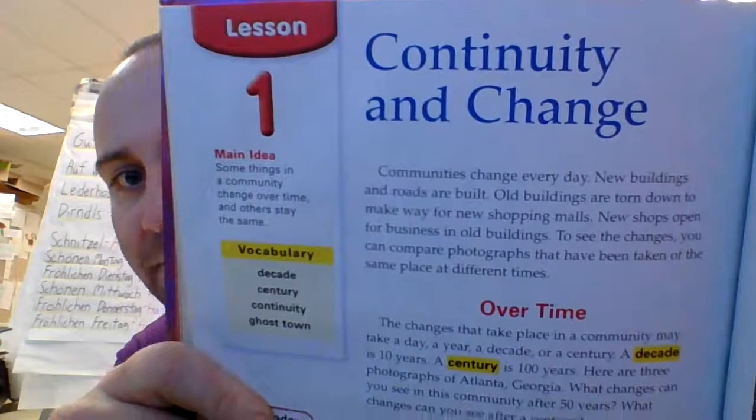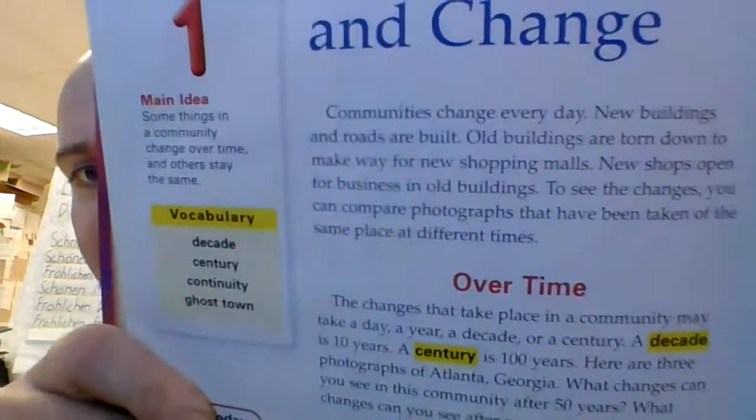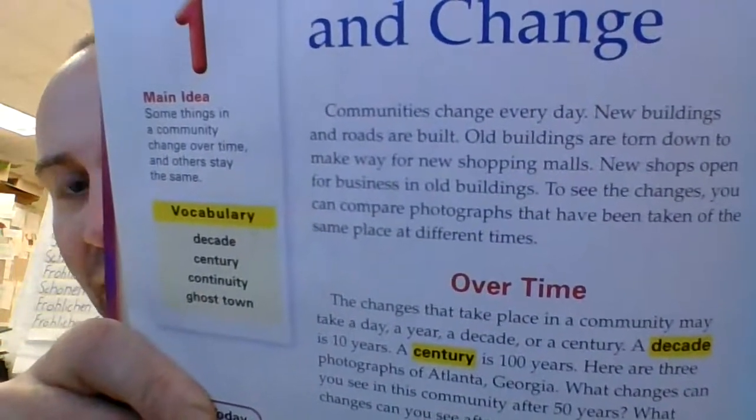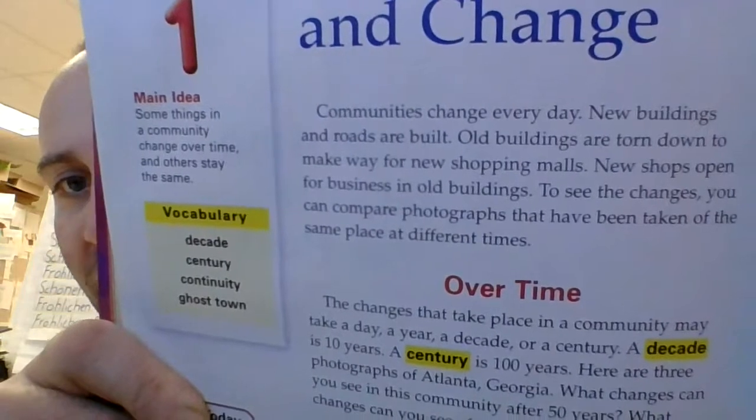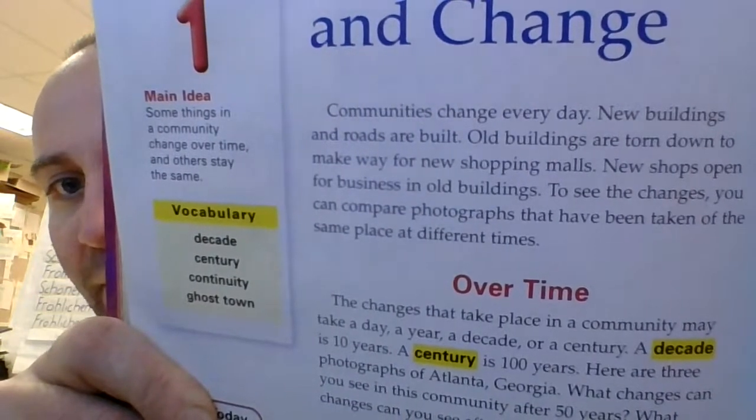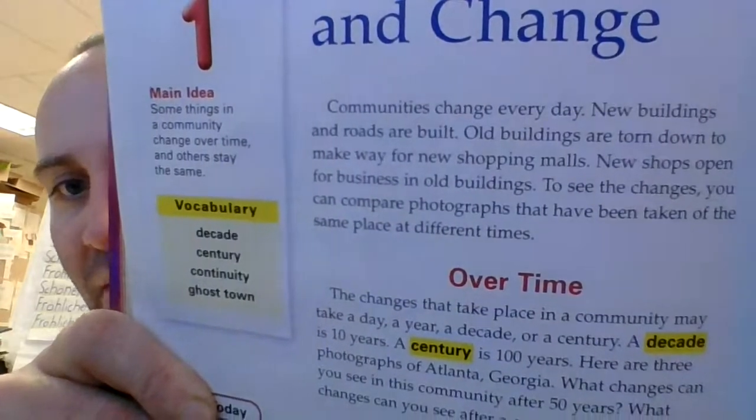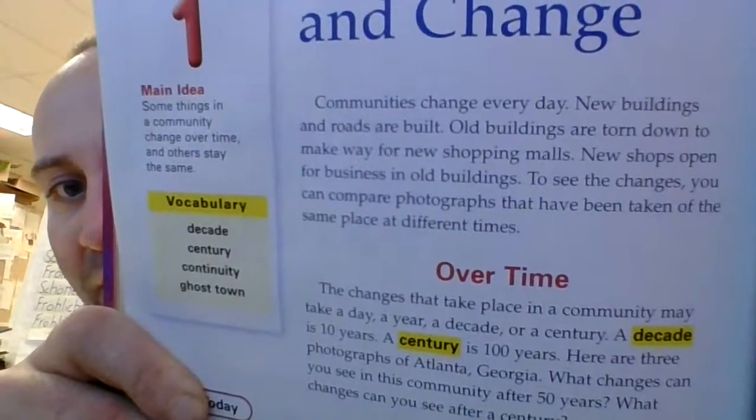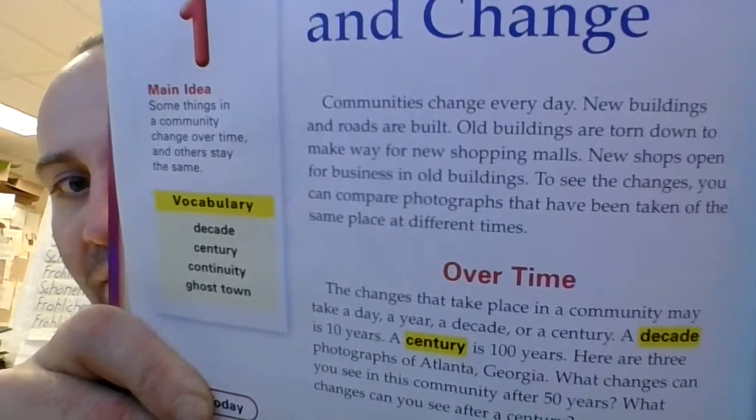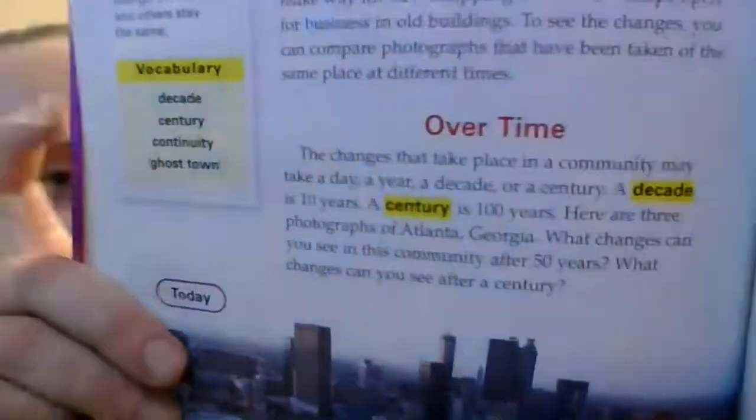Continuity and change. Communities change every day. New buildings and roads are built. Old buildings are torn down to make way for new shopping malls. New shops open for business in old buildings. To see the changes, you can compare photographs that have been taken of the same place at different times.